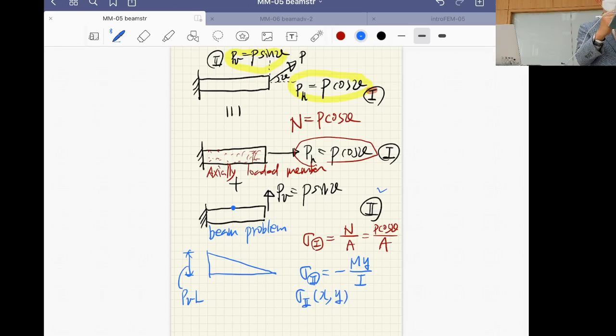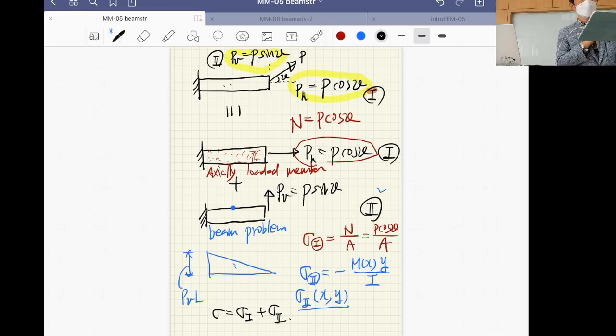Look at this. So my bending moment is a function of the x coordinate, is it right? Yeah? My bending moment is a function of the x coordinate, and then it also depends on the y coordinate, divided by the second moment of inertia. That's why my stress in the second system depends on both x and y. Then the stress in the real system is equal to sigma, the stress from system 1 plus the stress from system 2. Clear?